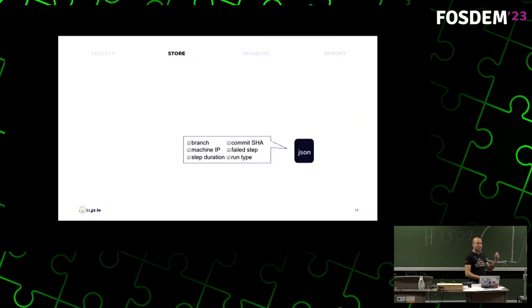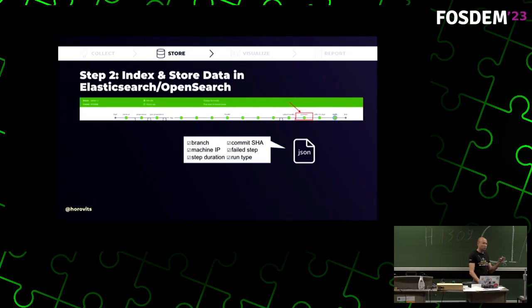And after collect comes store. And for that, we created a new summary step at the end of the pipeline run, where we ran a command to collect all of that information that we did in the first step and created a JSON and persisted it to Elasticsearch, as I mentioned, then moved to OpenSearch.